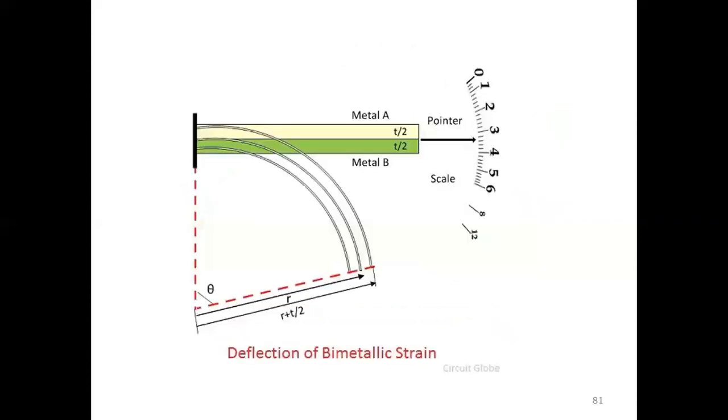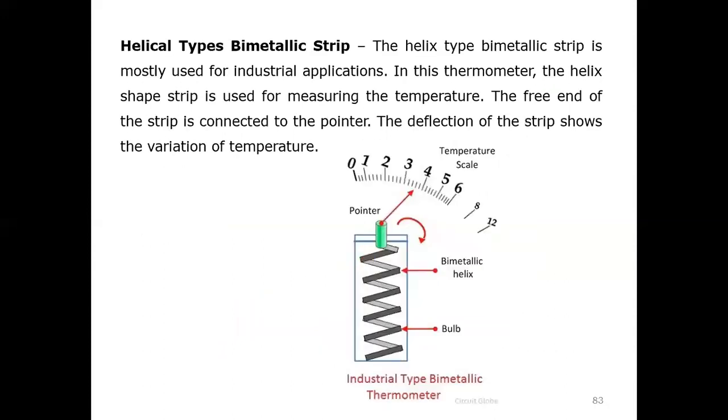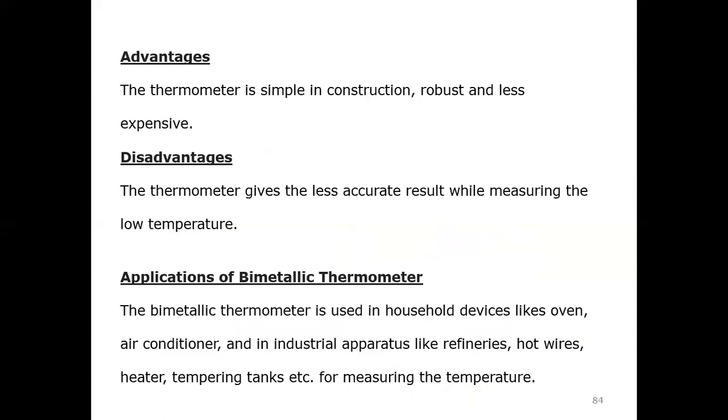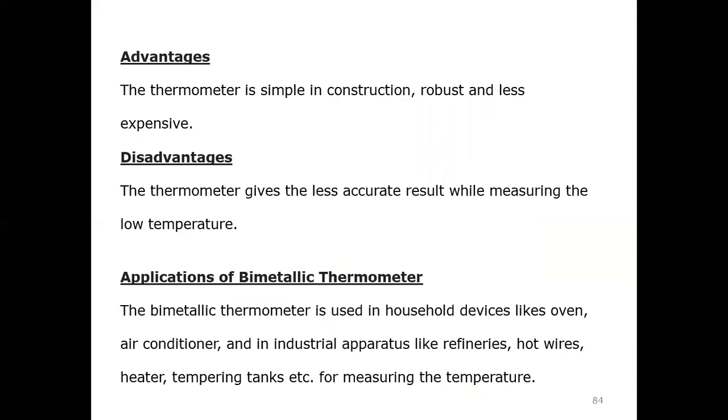This is another definition of the bimetallic strip. These are the types of bimetallic strips: spring model and helical model. Then advantages and disadvantages: the thermometers are simple in construction, robust, and less expensive. The thermometer gives less accurate results when measuring low temperatures.